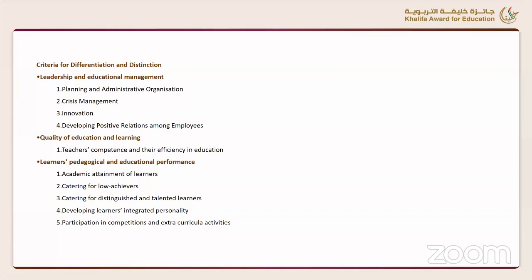Now the third sub-criteria is learning, pedagogical and educational performance. Under that main criteria, we have 5 items. The first one is academic attainment of learners. For academic attainment of learners, we are looking for a general progress in students' performance for the last 3 years. So we need an evidence that your students made progress for the last 3 years.